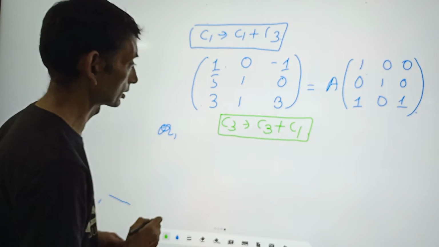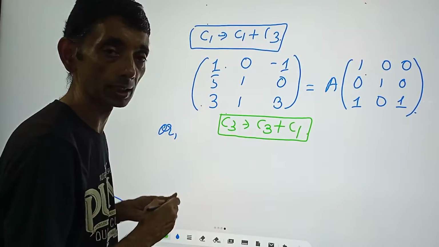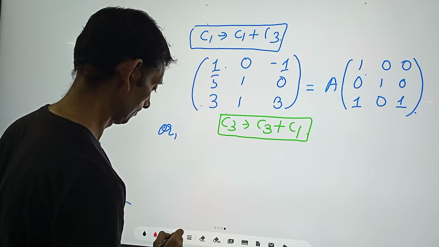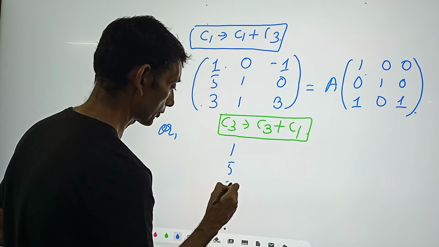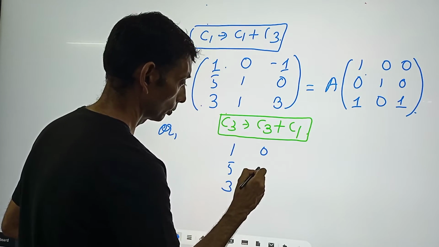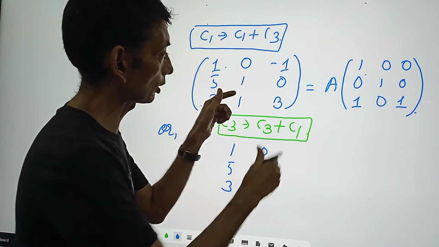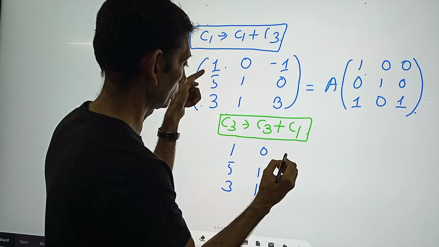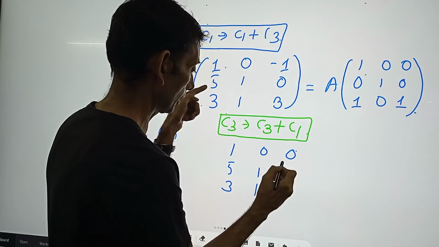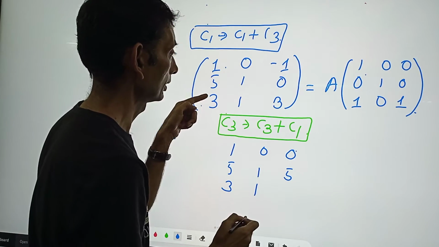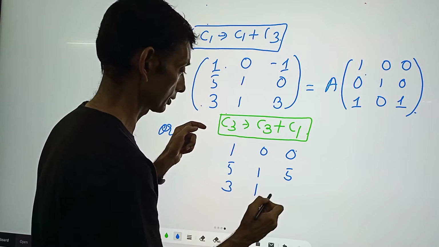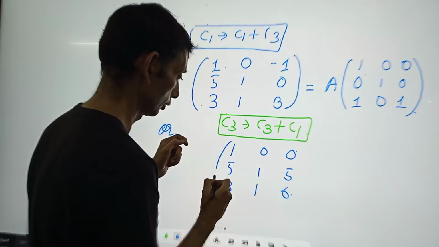So there is no change in column 1. So 1, 5, 3, and 0, 1, 1, and we'll add column 3 with column 1. So this will be 0, then 0, 5, this will be 5, 5, and 3 plus 3 will be 6. Done.